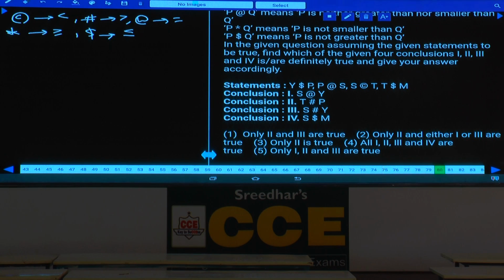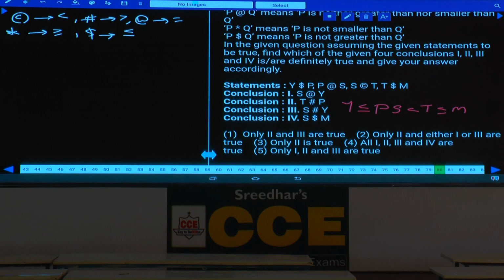Then coming to question number 80, Y dollar P. Dollar stands for what? Dollar is Y lesser than or equals to P, and P at the rate of. P at the rate of means P equals to S, and S copyright. S lesser than T, and T dollar. T dollar means T lesser than or equals to M. Then S at the rate of. At the rate of means S equals to Y.